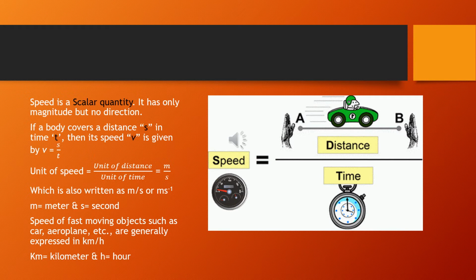So the formula is v is equal to s by t, where s is the unit of distance and t is, as usual, the unit of time.